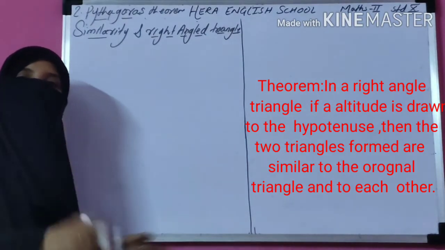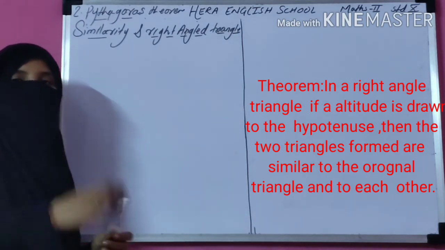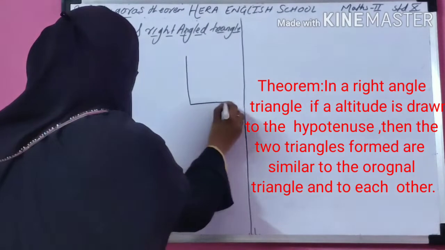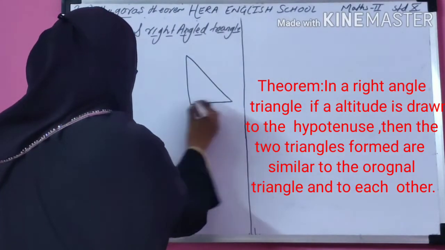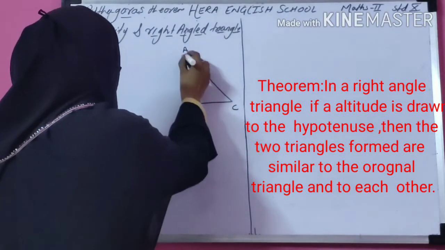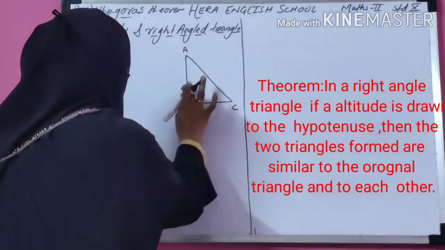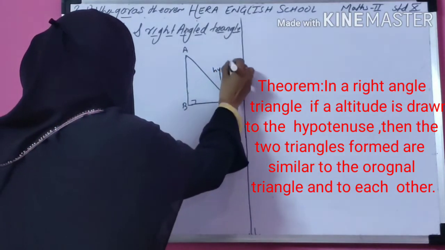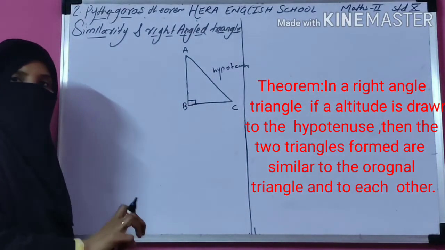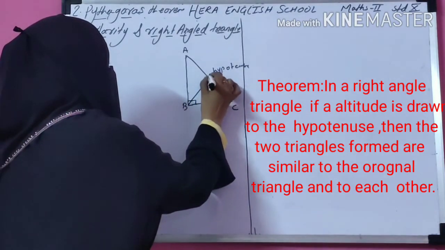So as per the theorem, as per the statement, draw the figure. The statement is about a right angle triangle, so first of all draw a right angle triangle. So this is a right angle triangle ABC. In a right angle triangle, the altitude is drawn on the hypotenuse. So this is your hypotenuse. Draw an altitude on the hypotenuse. So BD is the altitude on the hypotenuse.